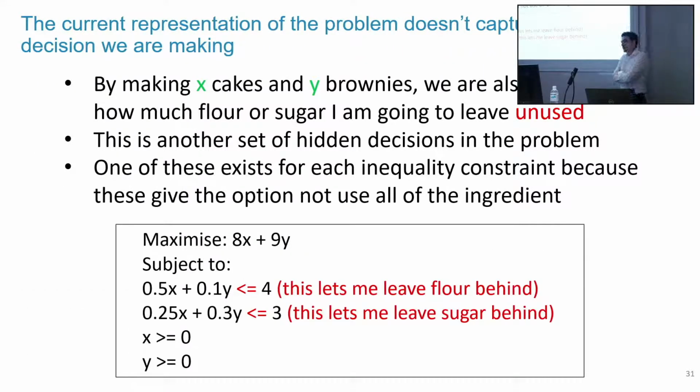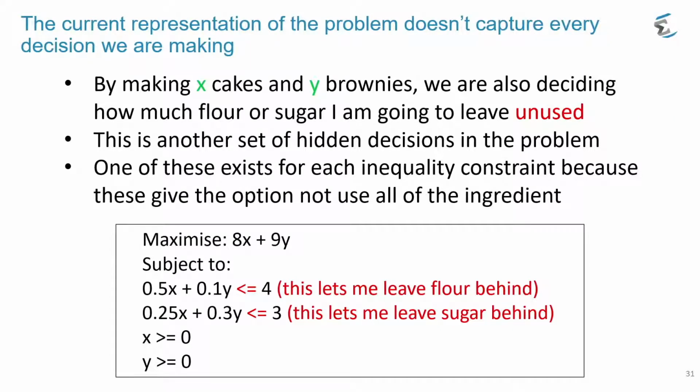There's one thing we need to note: the current way we're representing the problem doesn't actually capture all the decisions we are making. When I make X cakes and Y brownies, I'm also deciding not to use some amount of ingredients. So there's a second layer of decision sitting underneath, and these only exist for each constraint. The inequality in the top constraint lets me leave flour behind. It lets me not have the left-hand side equal to the right-hand side. So these inequality constraints imply another decision, which is how much I left behind.